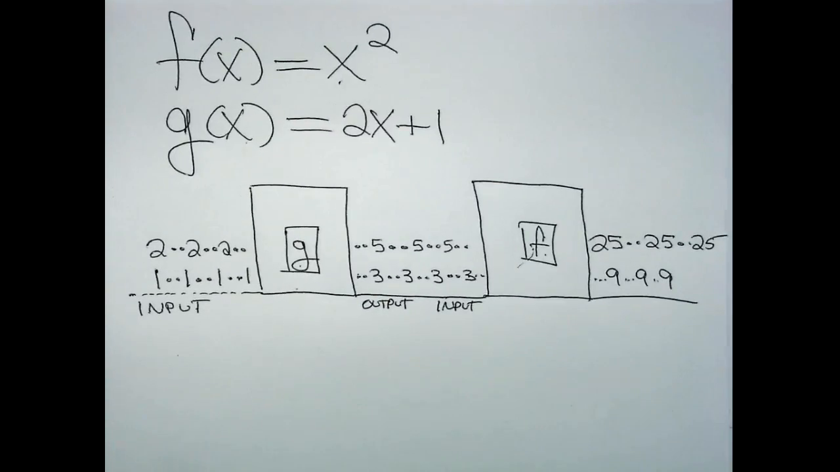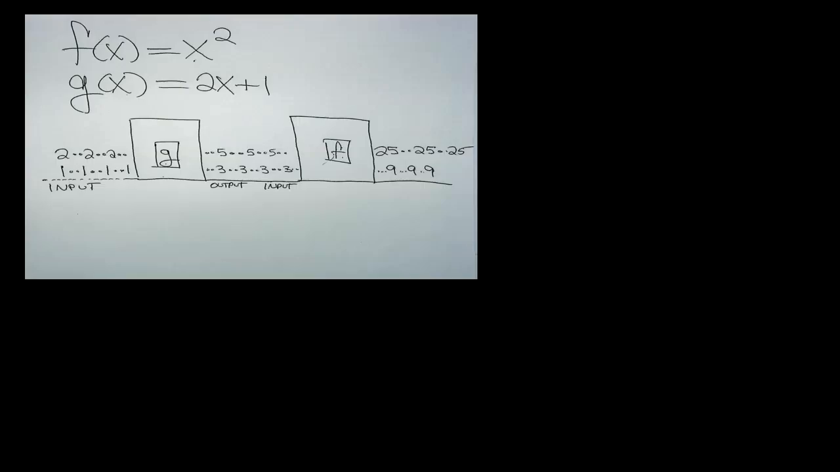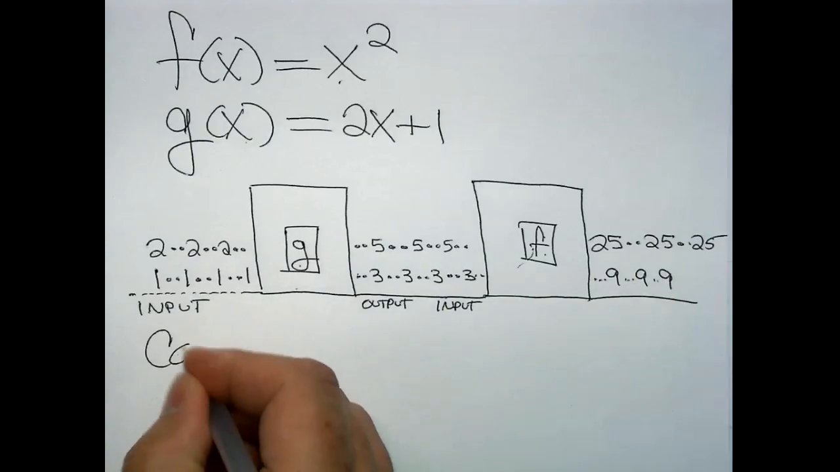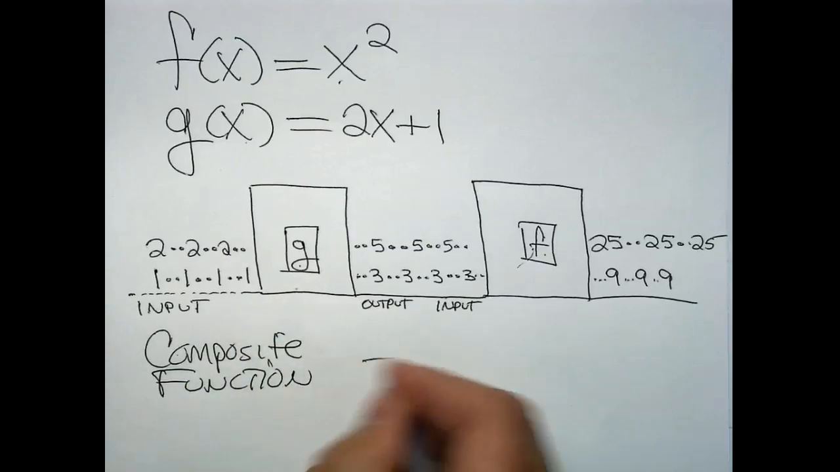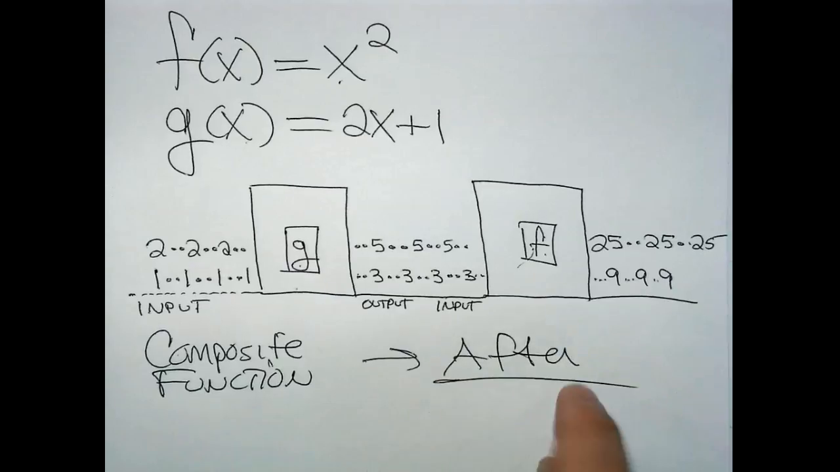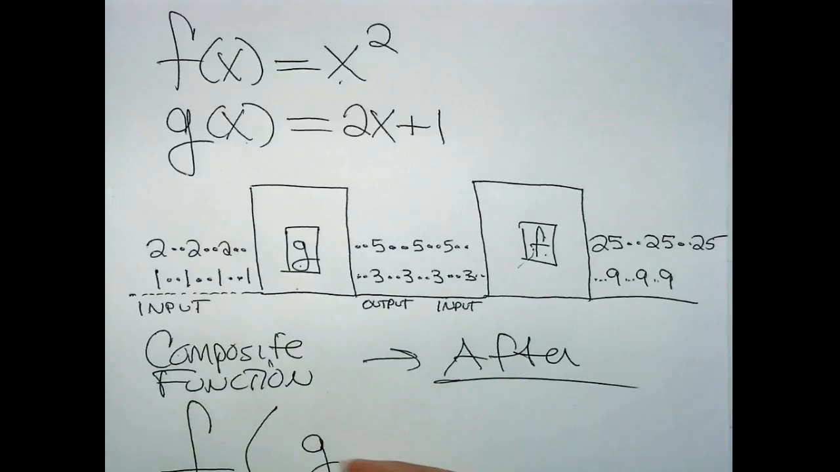So this is a composite function, actually. It is not the two functions working together algebraically by adding them. It's not the two functions working together by multiplying or dividing or anything else. It's actually one function working after the other. This is a composite function. And the way they're combined is with the word after. This is done after that. And the way we would notate that is like this: f of g of x.